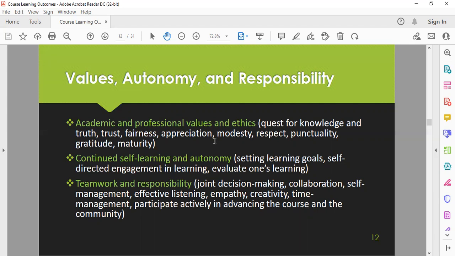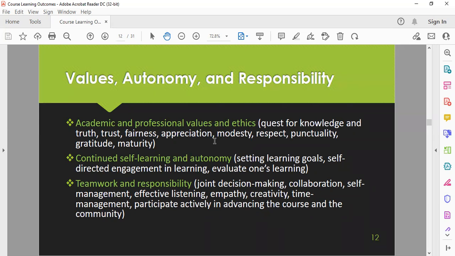And then for the second one, continued self-learning and autonomy. This comes under autonomy. Let's help our students set learning goals. I'm teaching a certain course, for example, writing or speaking or linguistics or whatsoever. So I should add to my teaching this tool of helping our students to set their own learning goals. This might be in the beginning of the semester. And then in the middle of the semester, we might ask them to evaluate or to check their progress. And then at the end, we can ask them to evaluate their own learning. Okay, and we can help them do so.